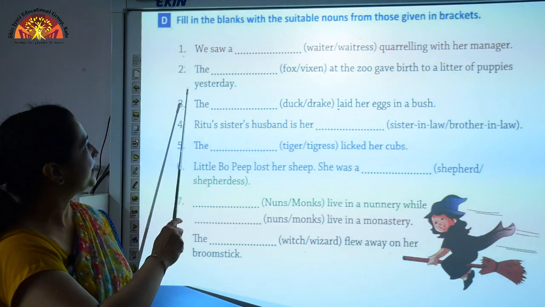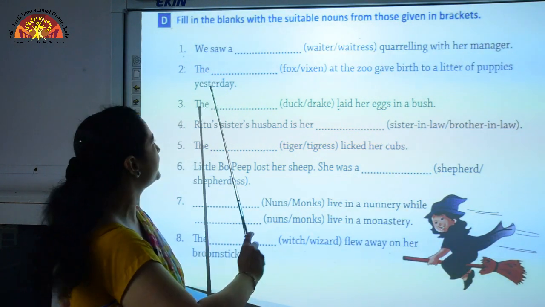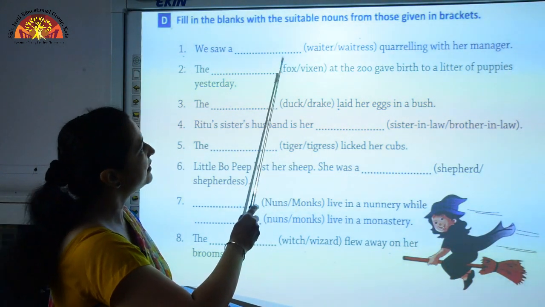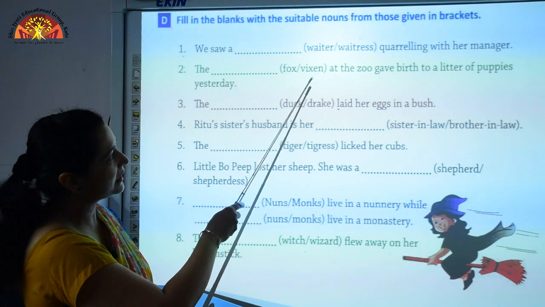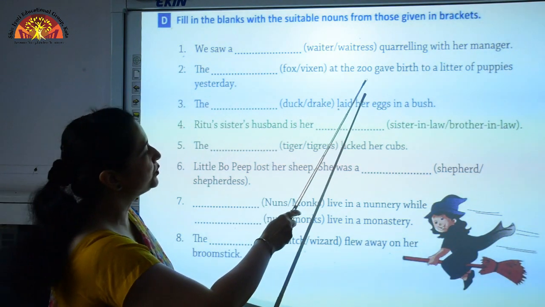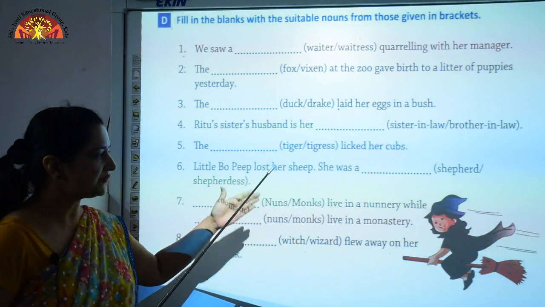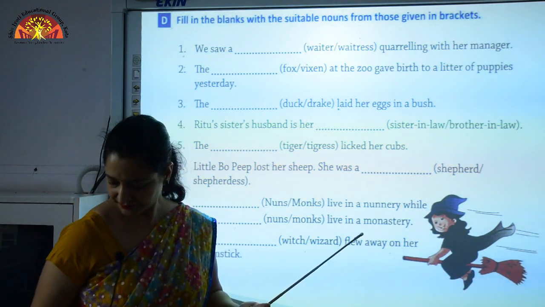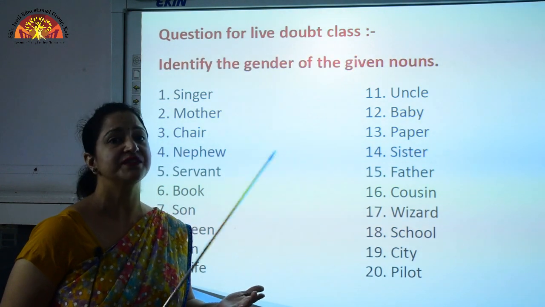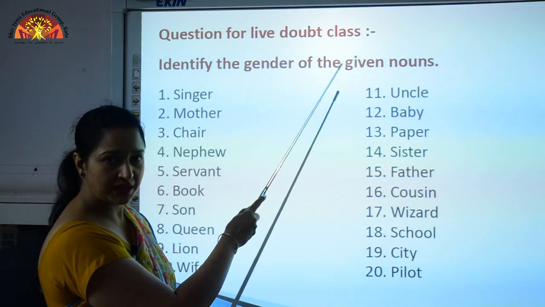Moving to sentence number 2, the dash at the zoo gave birth to a litter of puppies yesterday. Now who gives birth? Obviously females. So here the feminine gender of the fox will come. So what is the feminine gender of the fox? It's vixen. So the vixen at the zoo gave birth to a litter of puppies yesterday. The rest of the sentences you will do on your own. And please, after doing each and every exercise and sentence, cross check your sentences with the attached PDF with this video. Now, this is the question for your live doubt class, okay?